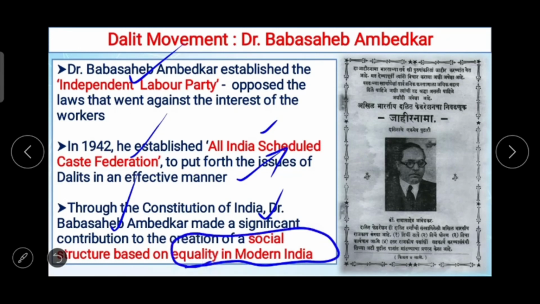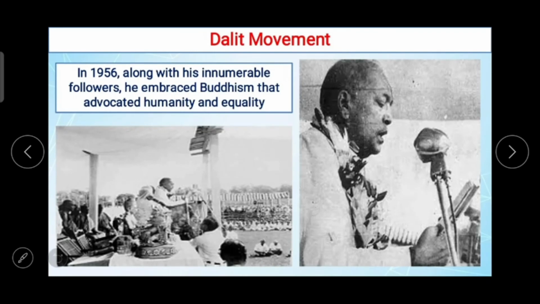Today we are having our rights, today we are enjoying our rights. All these things are mentioned in the Constitution. I am not going to repeat all these things because you already learnt this in civics. So one thing which is very important to understand is that through the Constitution of India, Dr. Babasaheb Ambedkar made a significant contribution to the creation of a social structure based on equality in modern India. Now on the screen you can see the image of Dr. Babasaheb Ambedkar. In 1956, along with his innumerable followers, he embraced Buddhism that advocated humanity and equality.